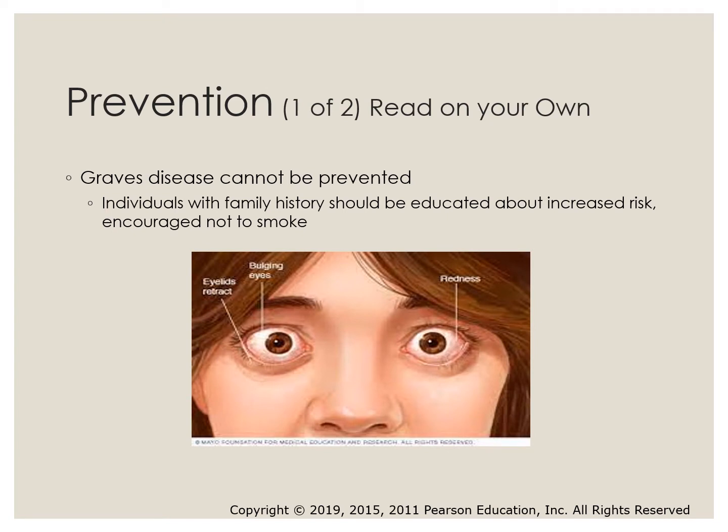Prevention: hyperthyroidism caused by Graves' disease is a genetic condition that cannot be prevented. Individuals who smoke are more likely to develop hyperthyroidism. Based on this data, individuals with a family history of the disorder should be educated about their increased risk and encouraged not to smoke. And here's a picture, and the one on page 862 is really good as well.